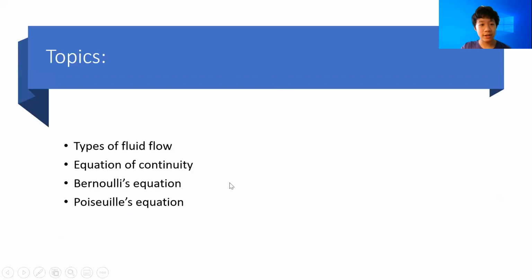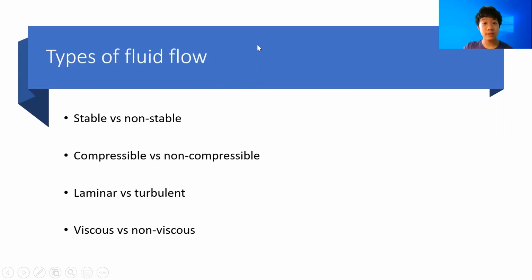So the topics are types of fluid flow, the equation of continuity, Bernoulli's equation, and Poiseuille's equation. Okay, so the last one, I don't really know how to pronounce that, so excuse my pronunciation for that one. Okay, so those are the 4 topics for today. So let's get started with types of fluid flow.